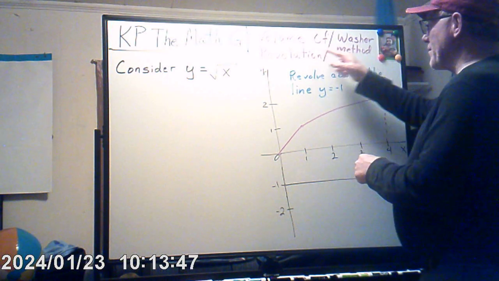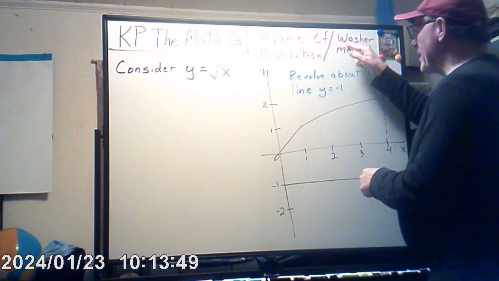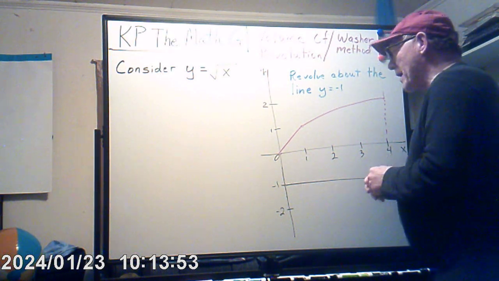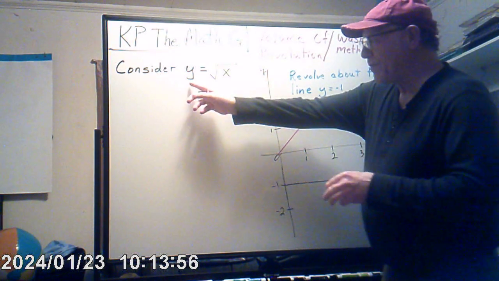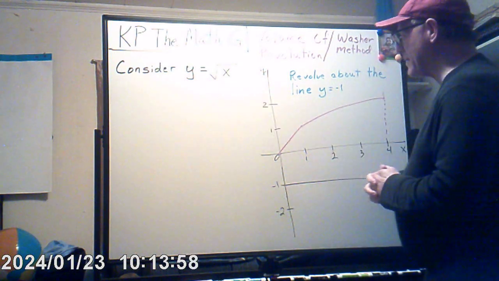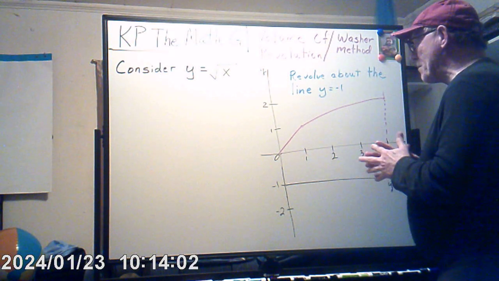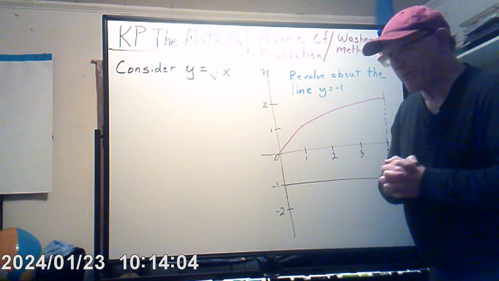We're going to talk about a volume of revolution. This time we're going to do the washer method. And in this particular problem I have y is equal to the square root of x. I want to revolve this about the line y equals -1.